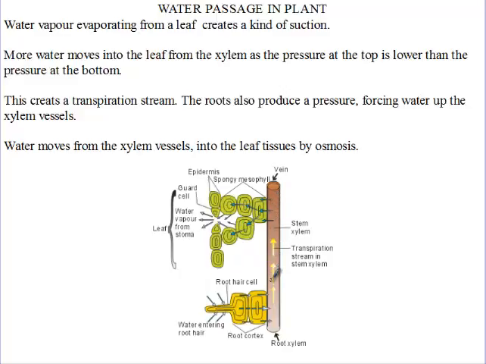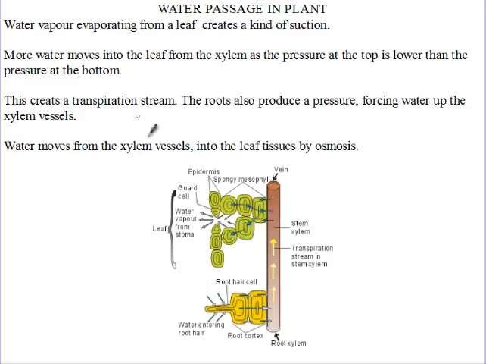So therefore, there is some sort of sucking force or pulling force from the top, pulling the water from the bottom. So more water moves into the leaf from the xylem as the pressure at the top is lower than the pressure at the bottom. And this will create a transpiration stream. We're going to talk about a transpiration stream when we get to transpiration.